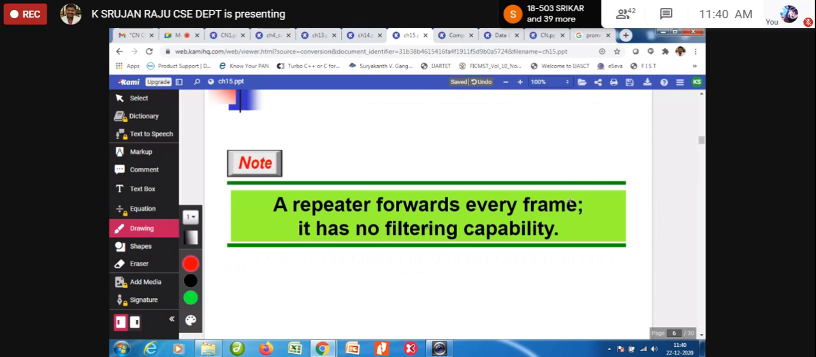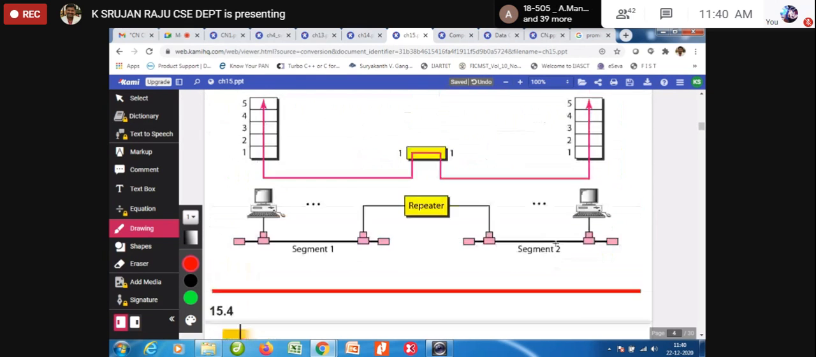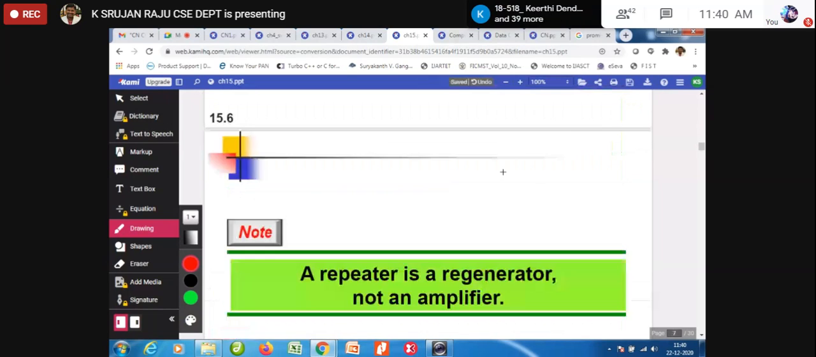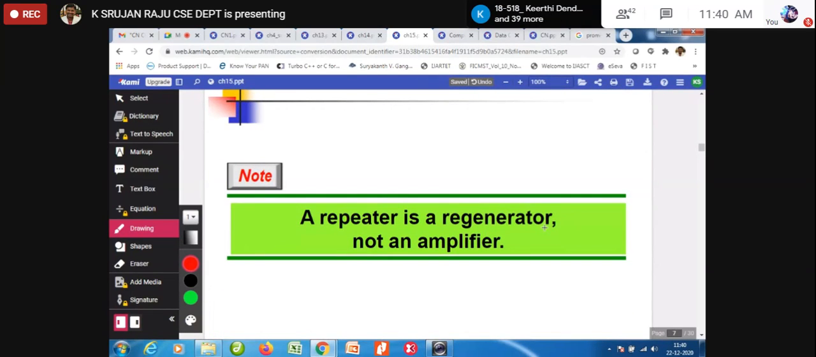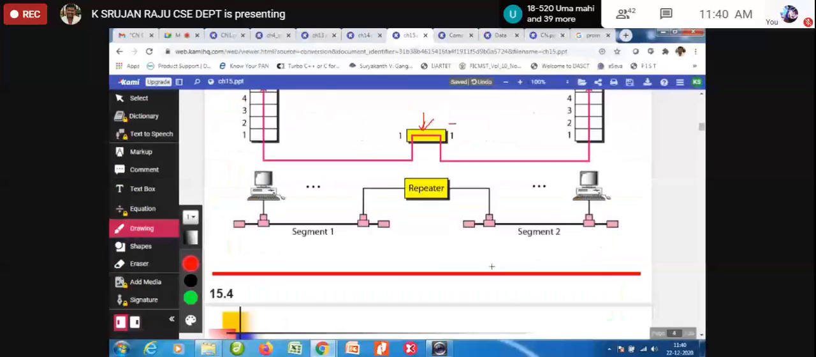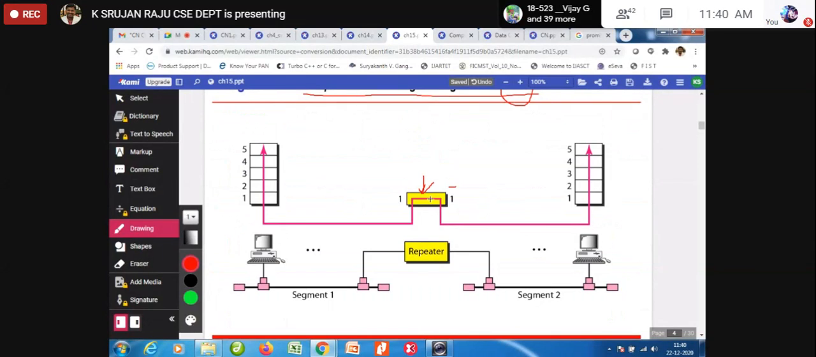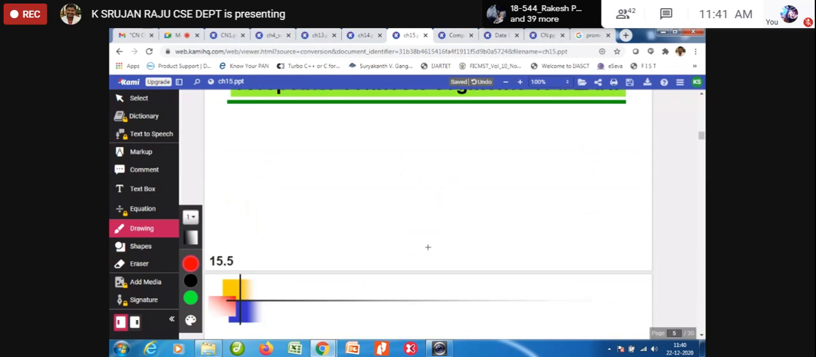But a repeater forwards every frame, it has no filtering capability. See, it is coming over here, it is going over here, that's it. No filtration, no checking, nothing is going to happen over here. A repeater is a regenerator, not an amplifier. Regenerator, please try to keep this in your mind. It is coming over here, it is regenerating and sending it, that's it. This is known as a regenerator.